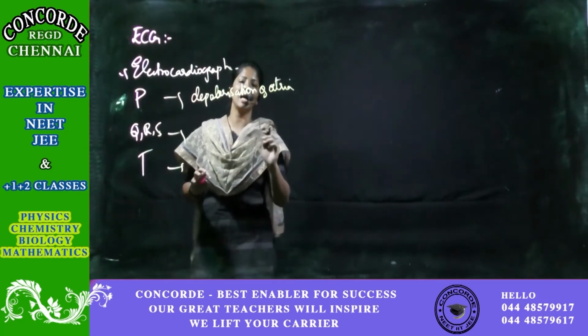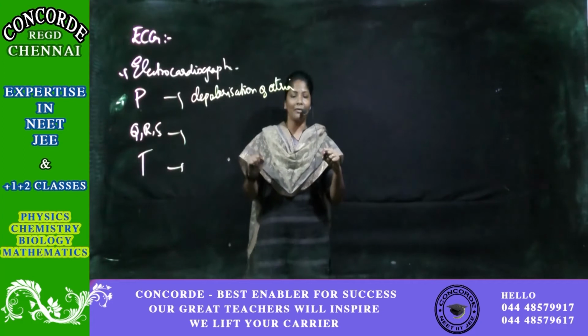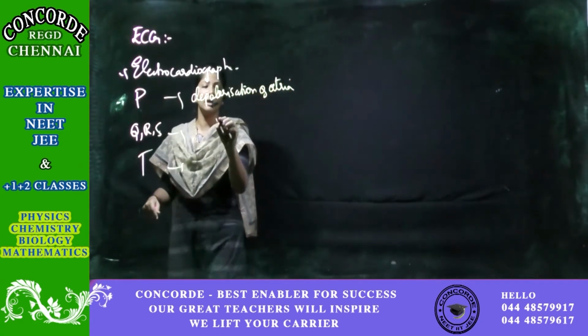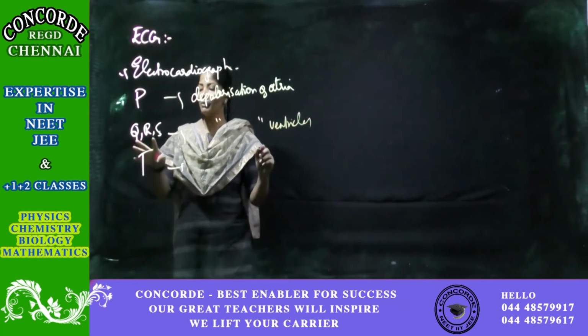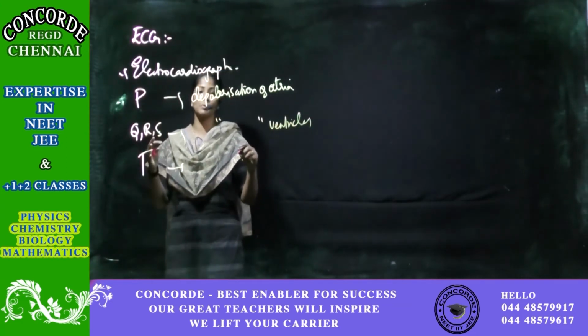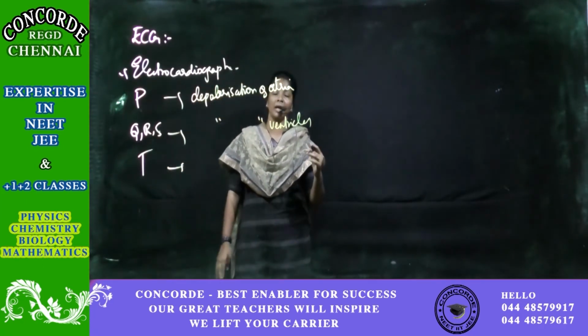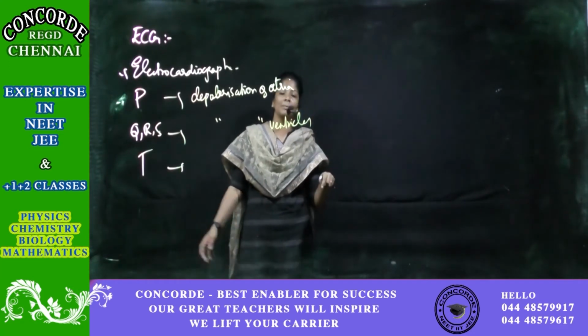Once it is depolarized, the atria will contract, correct? And ventricles are filling. What happens next is the depolarization of ventricles. Why do I need 3 waves for ventricles? Because the area of ventricles is larger compared to that of atria. Atria are a little small, whereas ventricles are a little large area-wise.